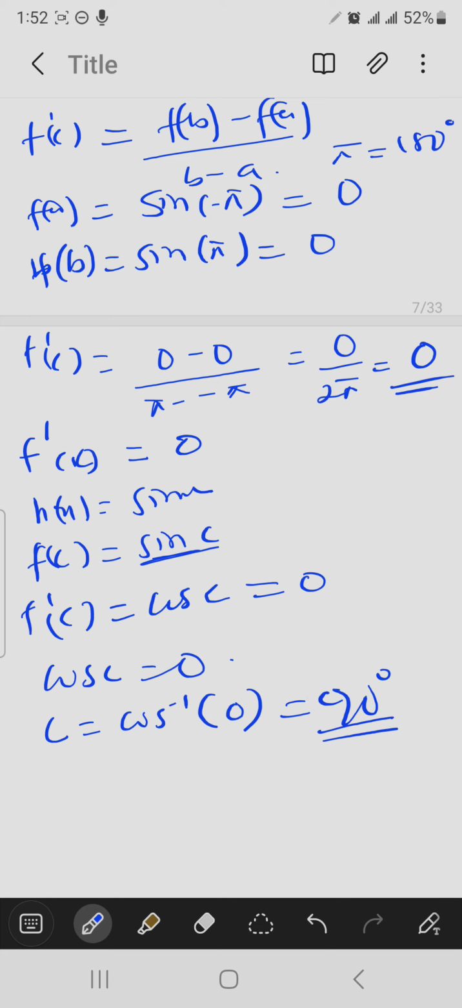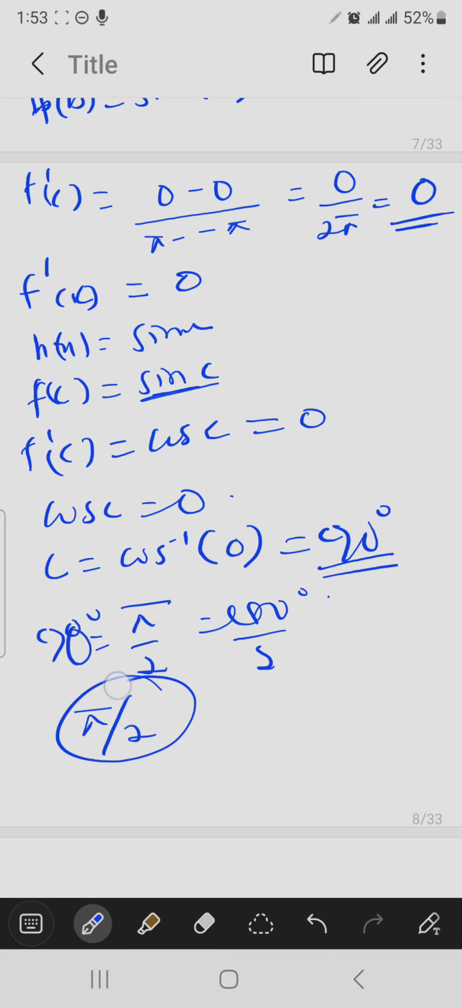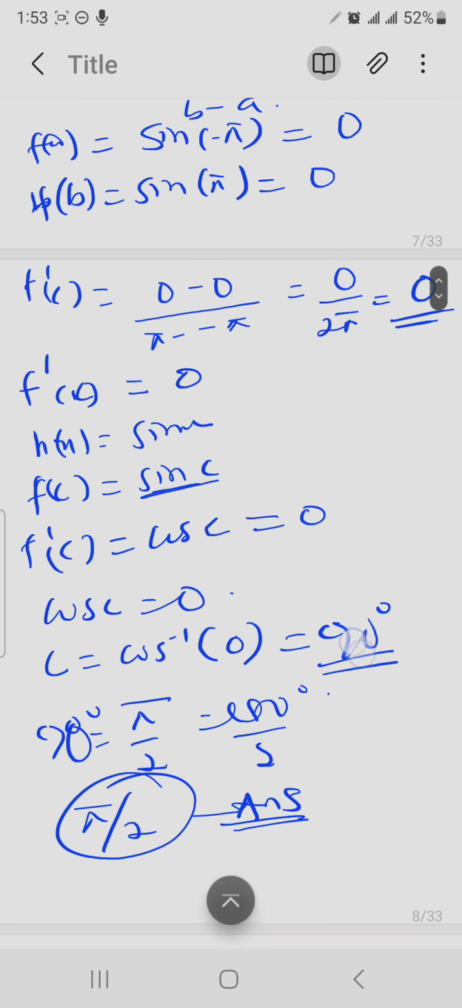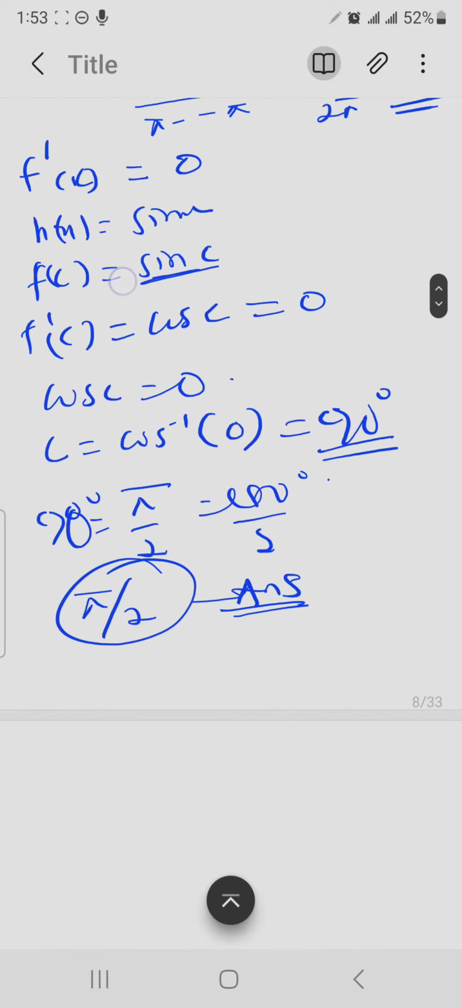Cos inverse of 0 will be equal to 90 degrees. And you know in trigonometry, 90 degrees equals to what? Pi over 2, which equals 180 over 2 degrees. And I hope you understand it. So the answer to B is going to be pi over 2. The reason is that your answers were given in form of pi. So pi over 2 is going to be your answer, which is going to be E or whatever. I don't know. And I hope you understand it.